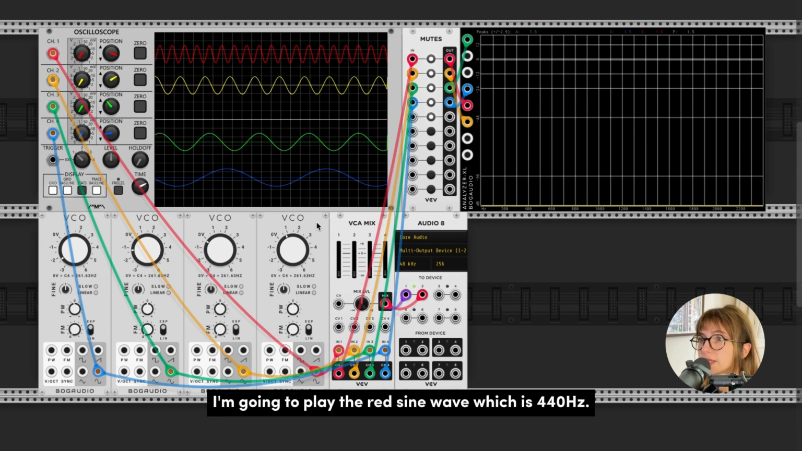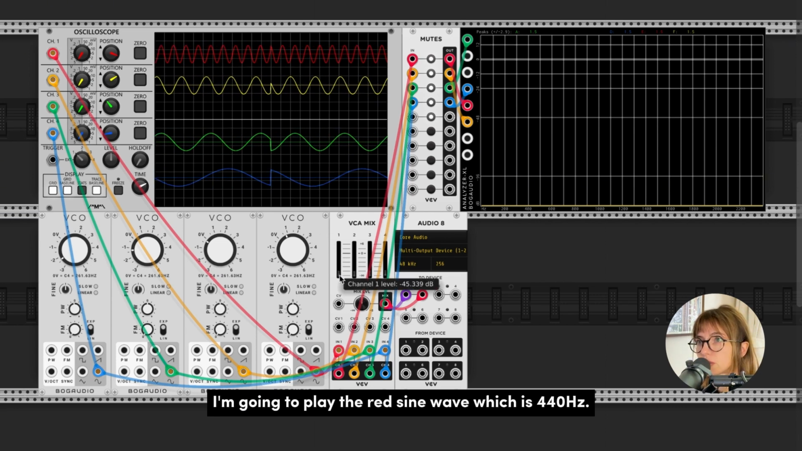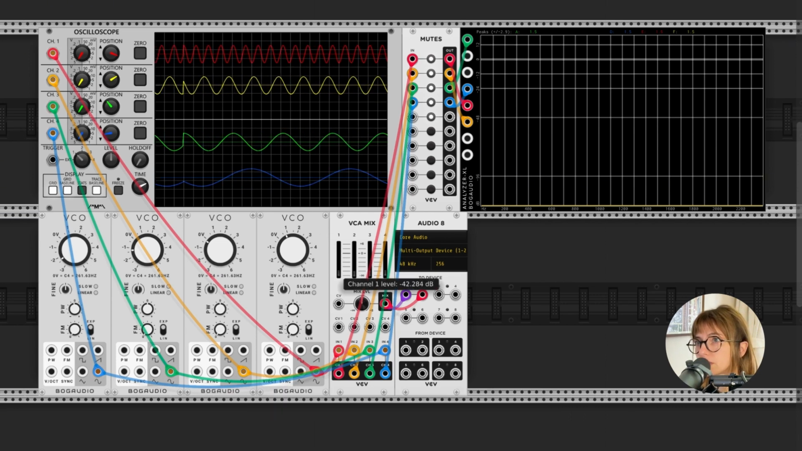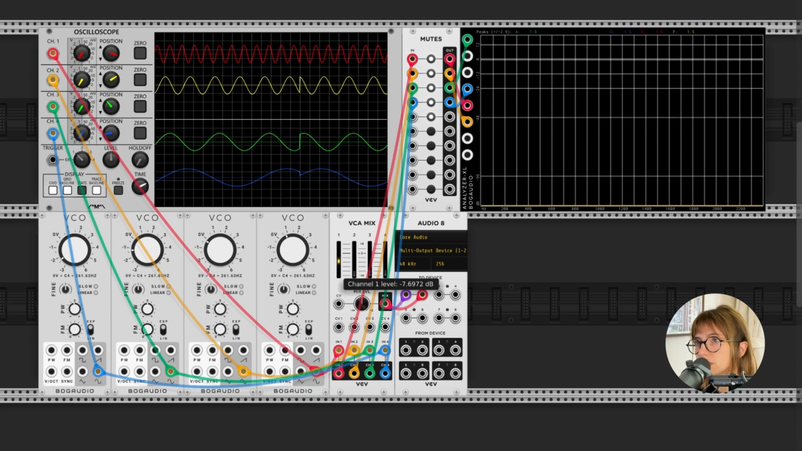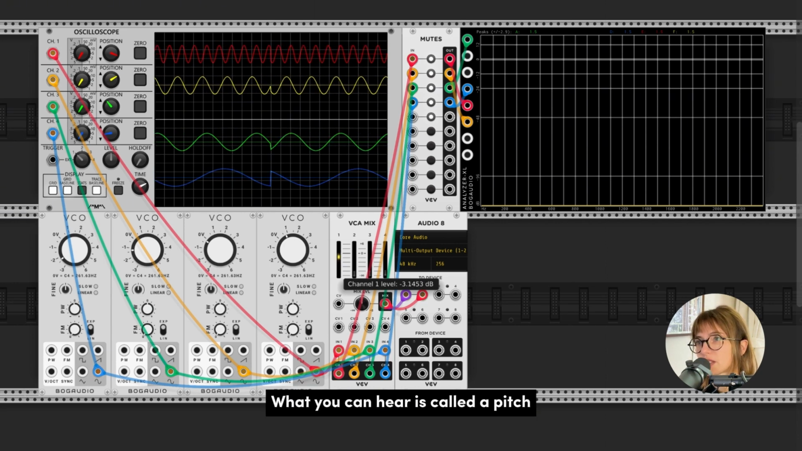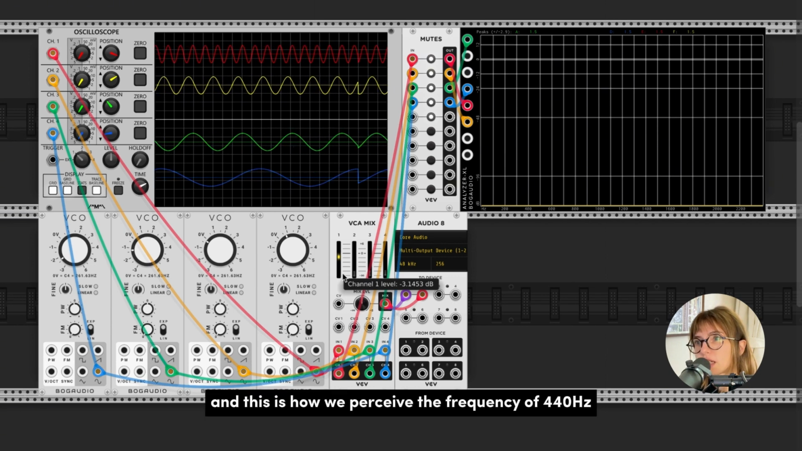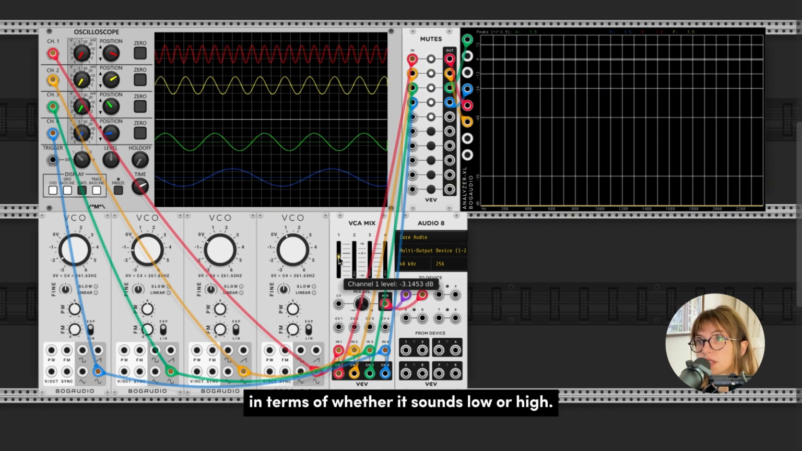I'm going to play the red sine wave, which is 440 Hz. What you can hear is called a pitch, and this is how we perceive the frequency of 440 Hz in terms of whether it sounds low or high.